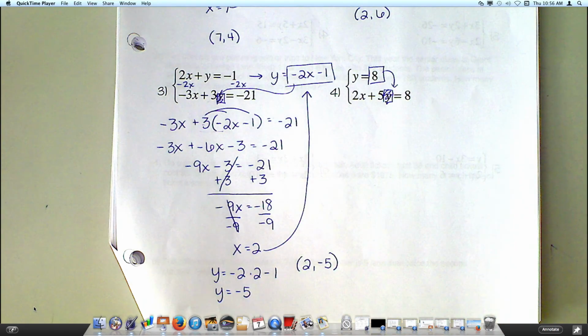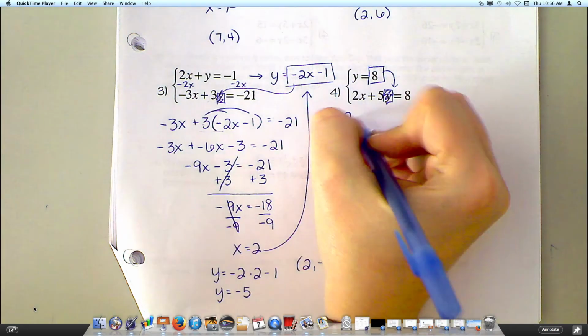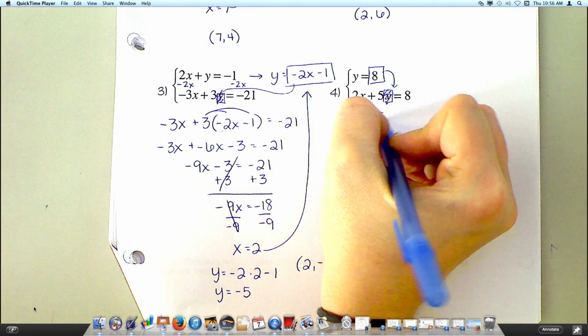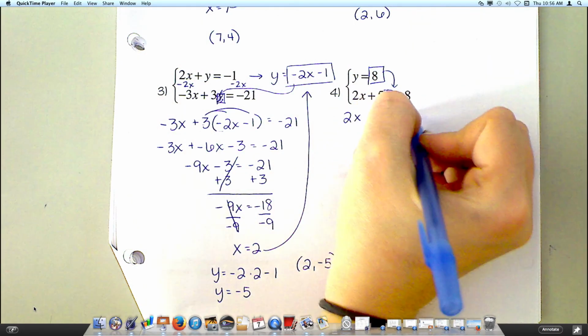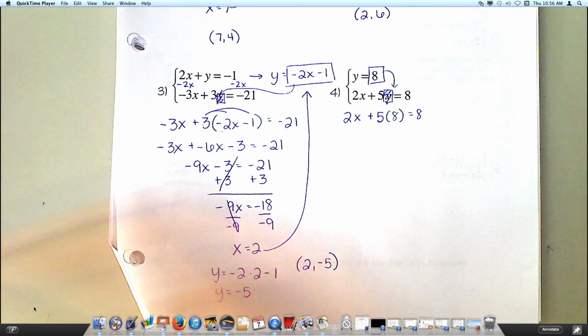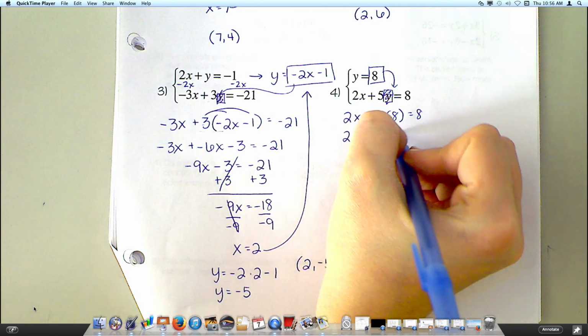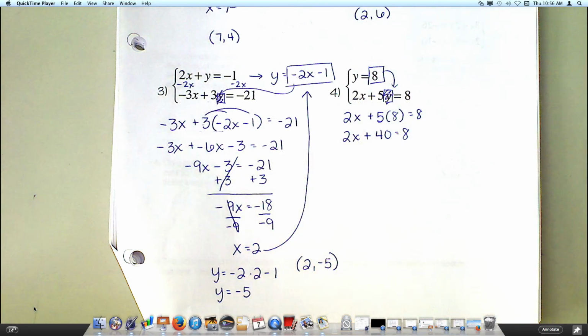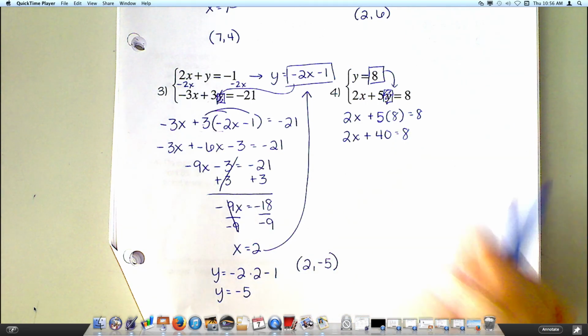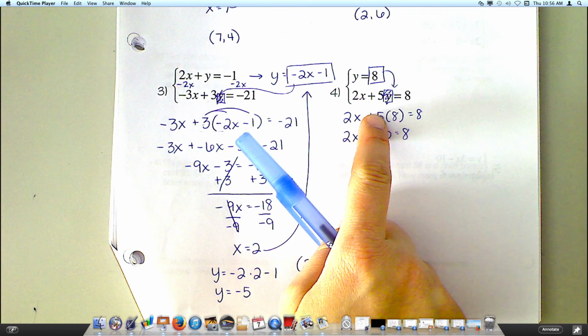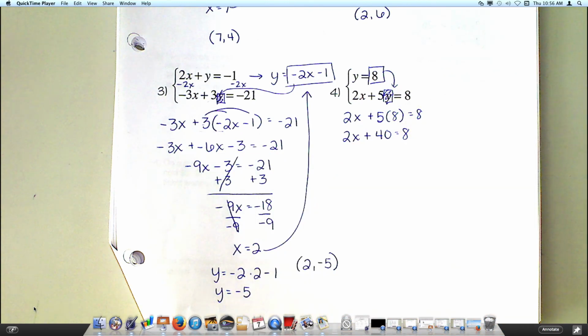Okay? So I'm going to get 2x plus 5 times 8 equals 8, which means 2x plus 40 equals 8. Where do I go from here? X equals 0 because that plus 8 would equal 8. Not quite, because that's 5 times 8 though. I see what you're thinking. If this had just been 2x plus 8 equals 8, then yes, that would be 0. But because it's 5 times 8, that's really a 40.